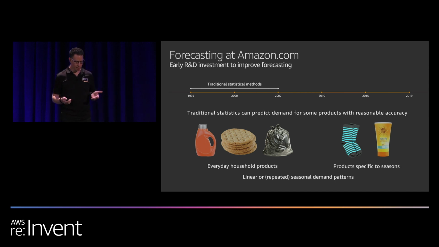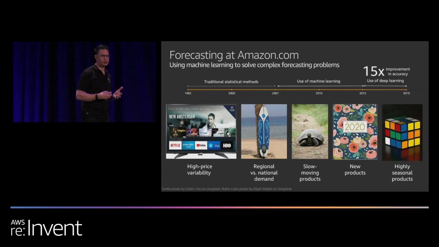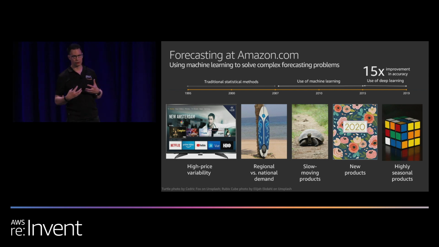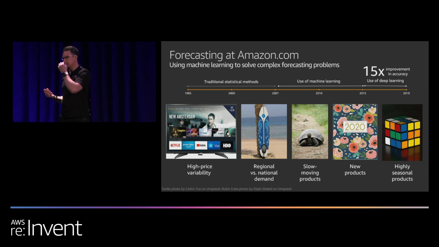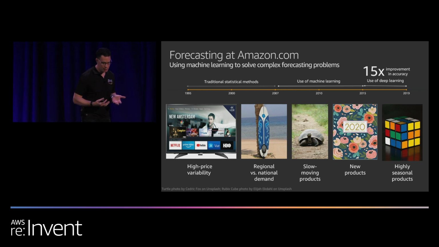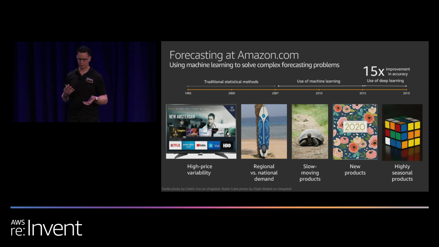Now, around 2007, we started using machine learning for forecasting, and we saw a great improvement in our ability to forecast around a whole range of much more variety of products. And in 2015, we started introducing deep learning, and here we saw a massive improvement, 15 times improvement in accuracy. And you look across the various challenging product spaces we're talking about, we're looking at high price variability across different product sets. We're looking at regional versus national demand, so within various markets, being able to forecast accurately down to a local level.